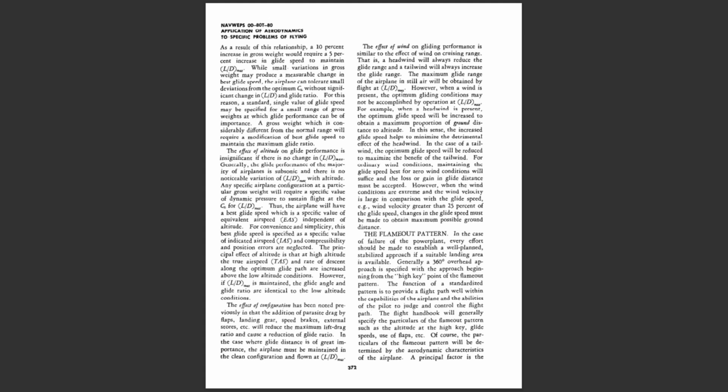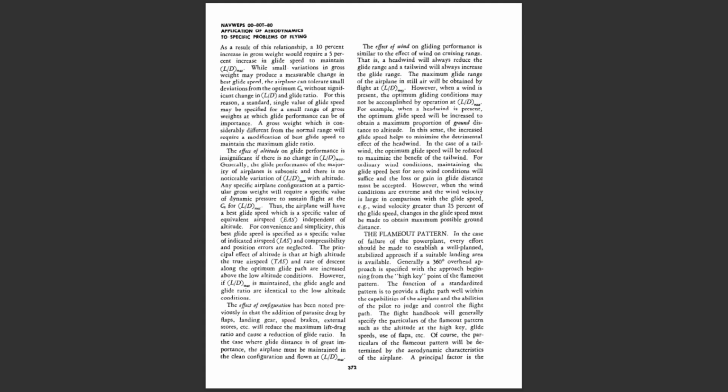For example, when a headwind is present, the optimum glide speed will be increased to obtain a maximum proportion of ground distance to altitude. In this sense, the increased glide speed helps to minimize the detrimental effect of the headwind. In the case of a tailwind, the optimum glide speed will be reduced to maximize the benefit of the tailwind. For ordinary wind conditions, maintaining the glide speed best for zero wind conditions will suffice, and the loss or gain in glide distance must be accepted.